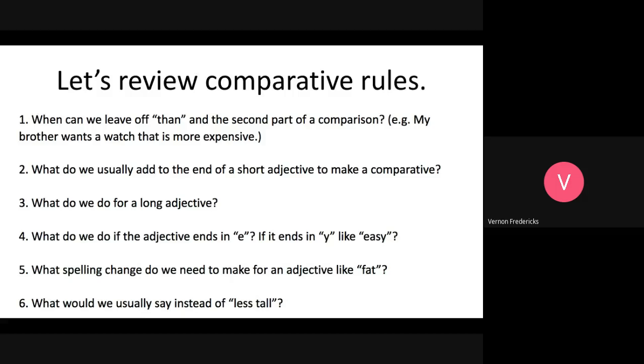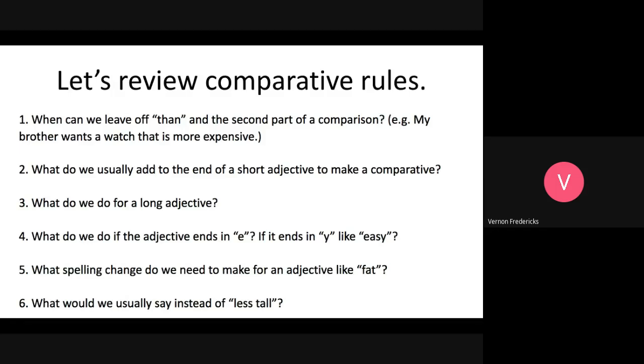Number two, what do we usually add to the end of a short adjective to make it a comparative? Number three, what do we do for a long adjective to make it a comparative? Number four, what do we do if the adjective ends in Y, like easy? If it ends in the E sound, but the writing is Y, what do we do with that?